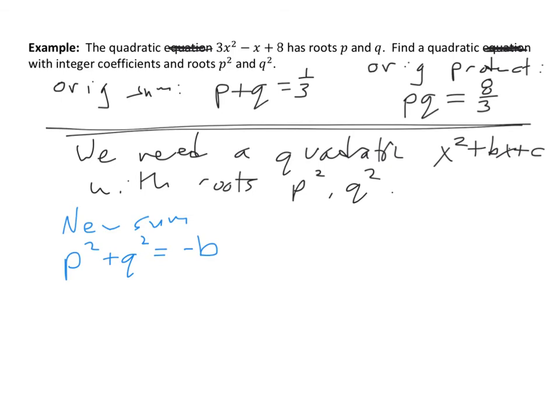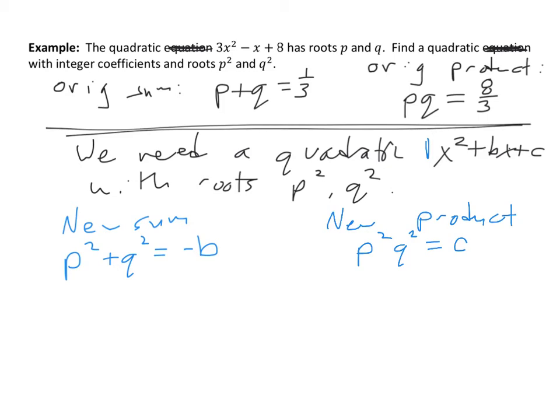Now, I'm supposed to be looking for these original things to show up, and those things aren't jumping out at me. So maybe we wait on that one for a moment. Let's step sideways and take a look at our new product. Our new product is supposed to be p squared q squared, which is supposed to be equal to c over 1, so I'm just going to write c.